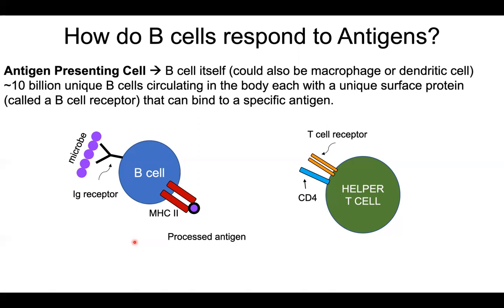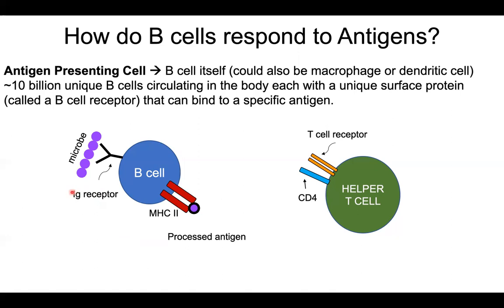So these B cell receptors are all different in our population of naive B cells. And what I mean by naive is, these are the B cells that have not yet been presented with an antigen or a microbe or something like that. They're just floating around in the body waiting to bind with something and become activated.